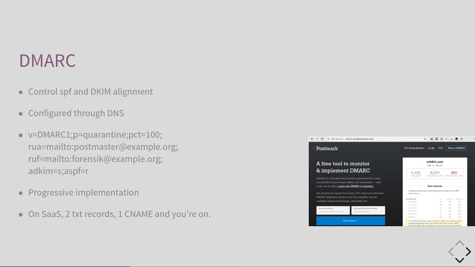On the Odoo SaaS, you just have to put 2 TXT records and 1 CNAME on your DNS, and you have SPF, DKIM, and DMARC working out of the box.